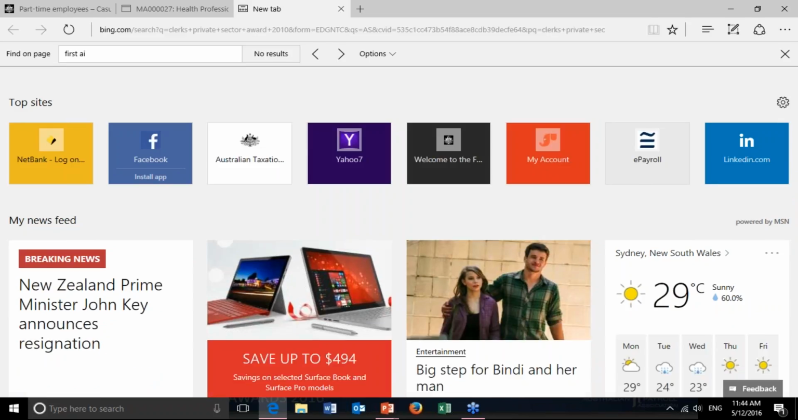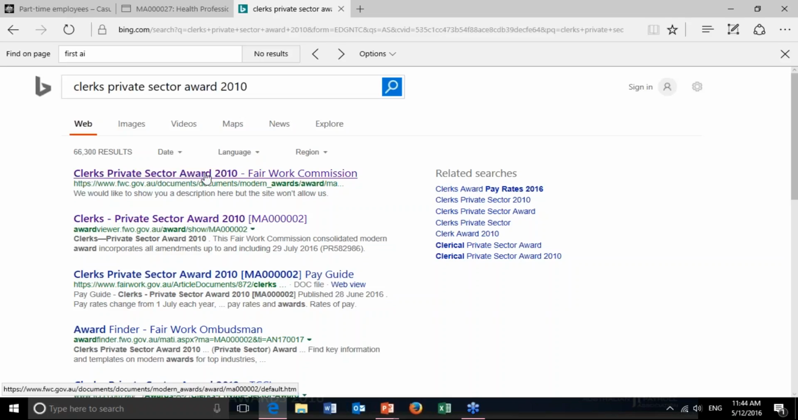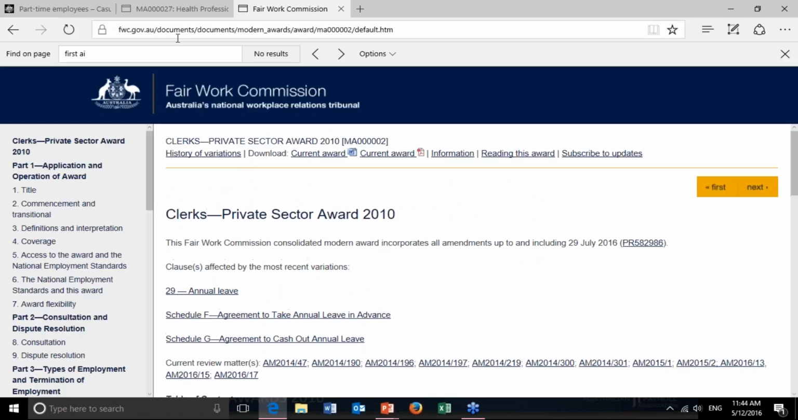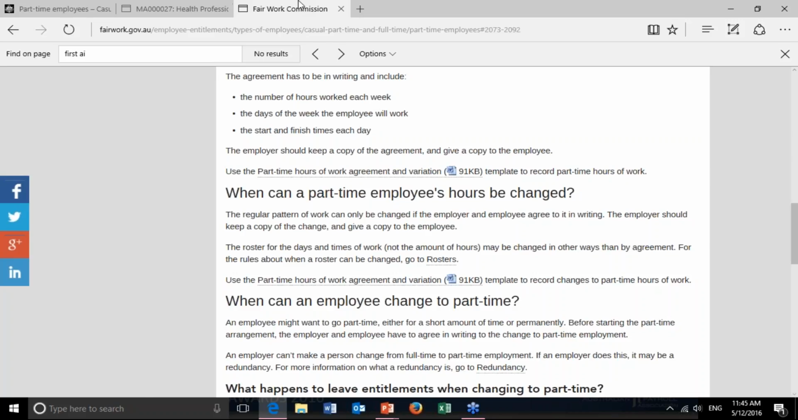Before I go any further, when you look at these awards, it's great to download them in PDF and print them off. But I can guarantee you the most current version you will get is from the Fair Work Commission website. These go up first, and eventually they'll go to the Fair Work website, which is this one. It's not the Fair Work Commission website.